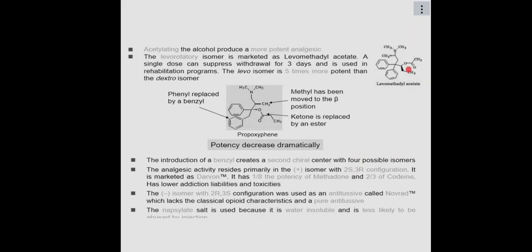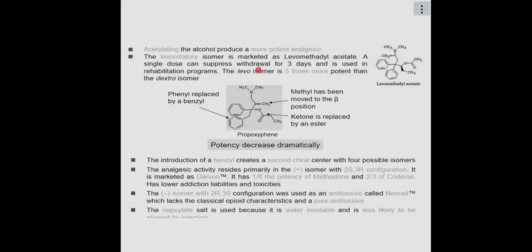And all we are doing is, first of all, you reduce it to an alcohol, then you acetylate it. So you can still see that group there is retained. So once you acetylate that group, you get the compound we call methadyl acetate. And all we are saying is that acetylating the alcohol produces a more potent analgesic compared to the alcohol derivative. The levo isomer, again the same, is marketed as levomethadyl acetate. Remember, with these compounds, the levo isomer has much more activity than the dextro isomer.